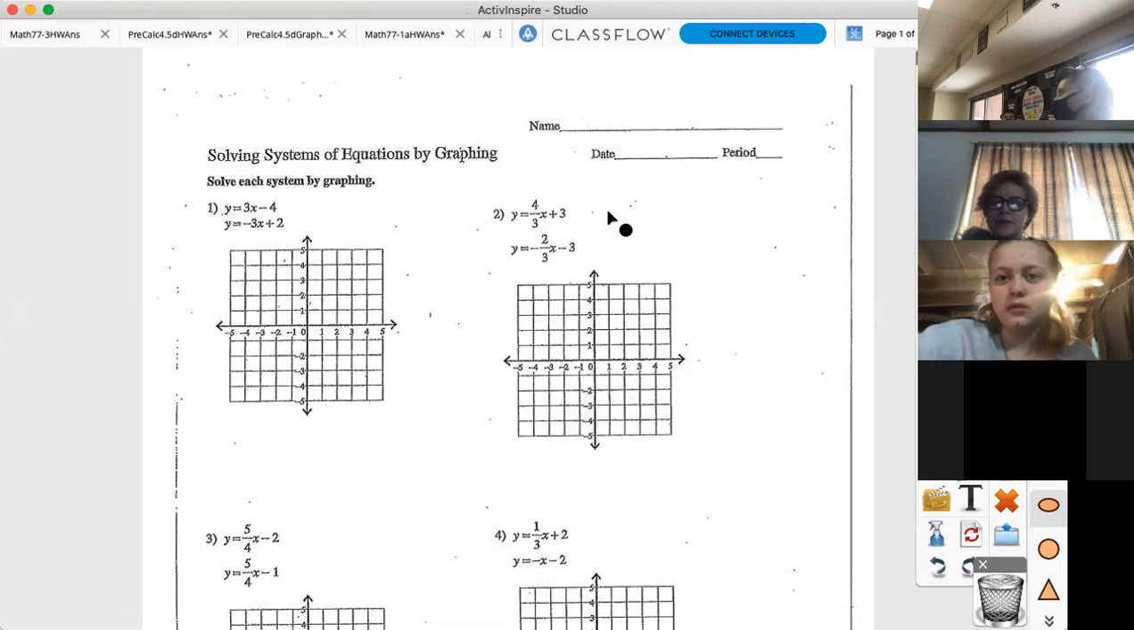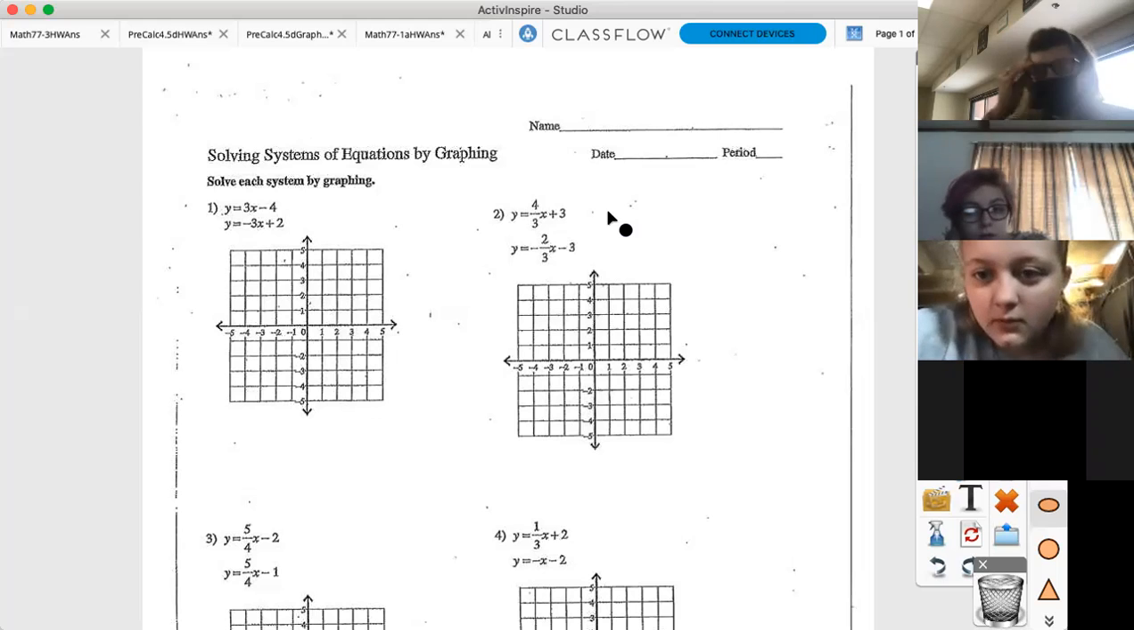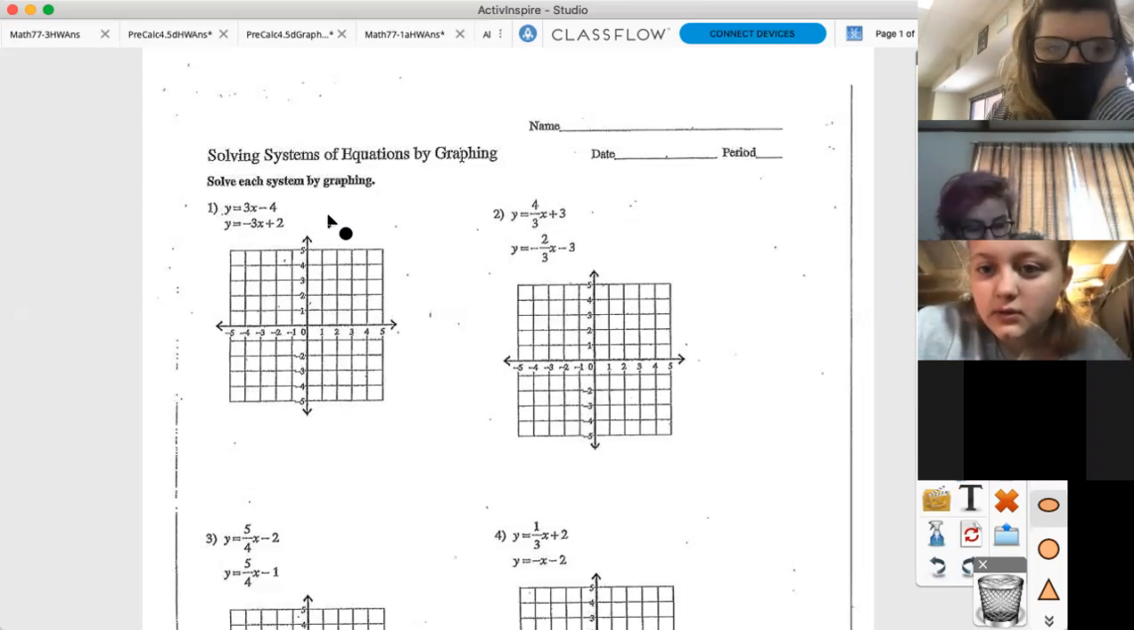Now, what do I mean by solve? How do I solve this problem? You plot the equations on the graph and then find the point of intersection, or if there is any. There you go. That's the key. The point of intersection is our solution. Okay. So we're going to do number 1 together.